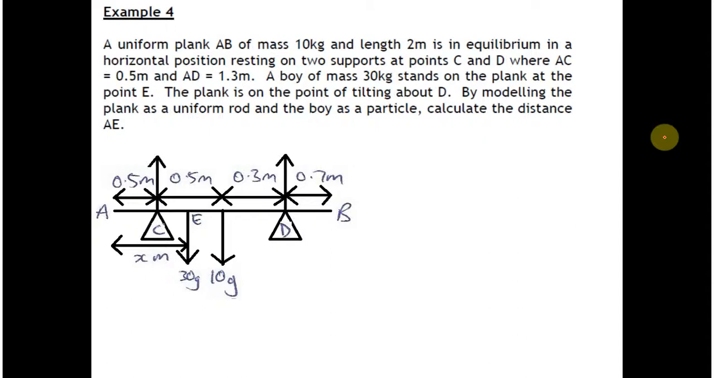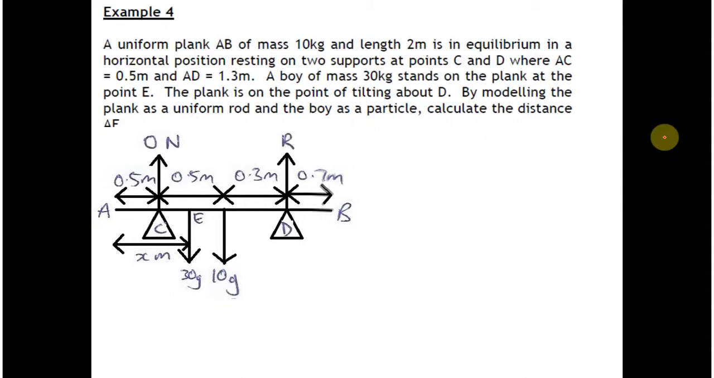Now, when the plank is on the point of tilting about D, it basically means that the plank is about to lift off C. It's going to tilt around D. It will no longer be touching C. So at the point it's about to do that, the force at C will be 0, because it's still touching the support, but the support isn't actually contributing any force to keeping it upright. D is taking the full load at that point. So we make the force at D R, and the force at C is 0. So that's what tilting means. If it's tilting about D, then the force at the other support will be 0.